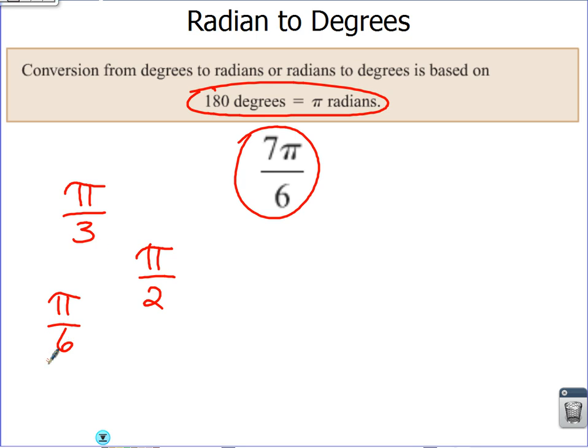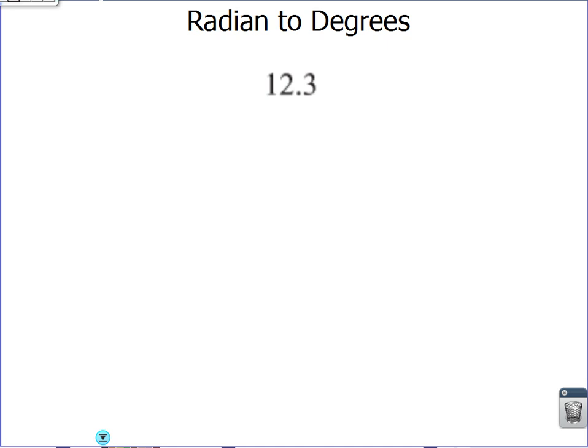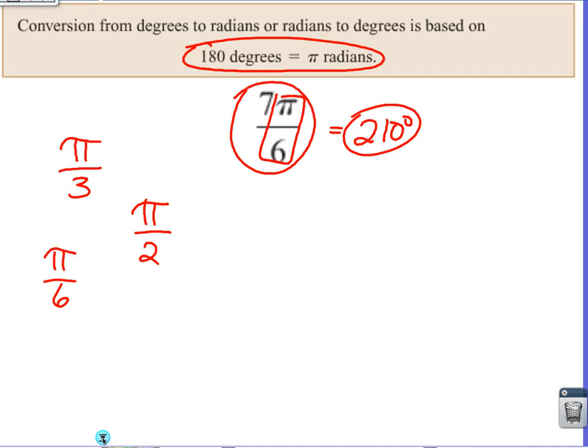Well, look at this. 7 pi over 6. What's pi over 6? So what is 7 of those? That's it. So pi divided by 6 is 30. 7 30s is 210. 7 pi over 6 is 210 degrees. Let's work some more of those. 5 pi over 3. The way I work that, pi over 3 is 60. 5 of those would be 300 degrees.